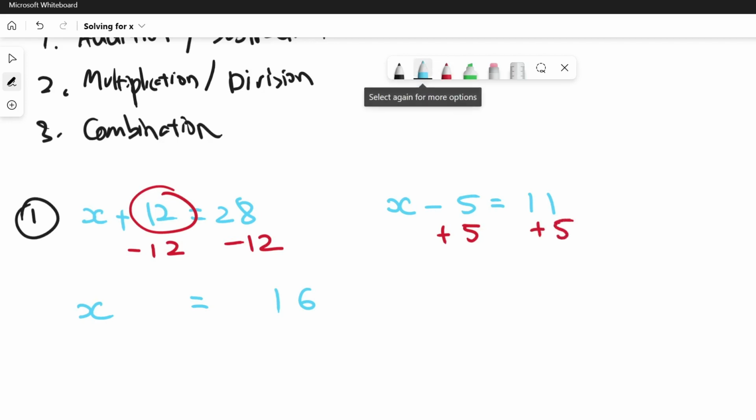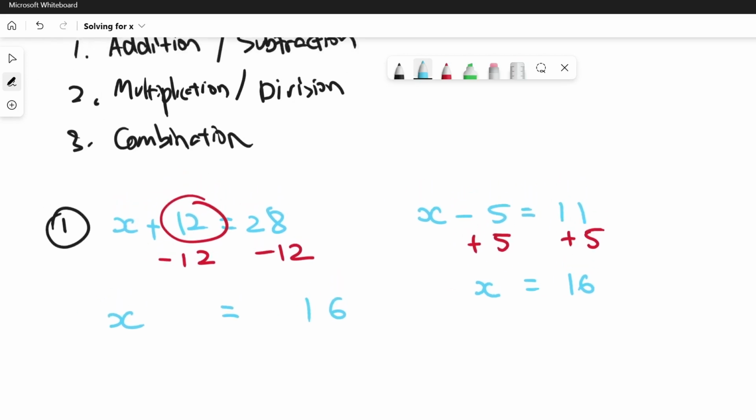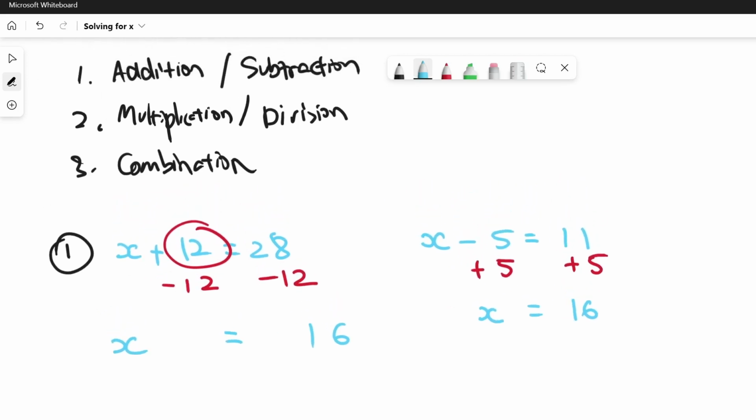So x minus 5 plus 5 is just x. And 11 plus 5 is 16. So we've solved x for the right-hand side as well. So x equals 16. Coincidentally, the same as the addition one. So let's start on multiplication.